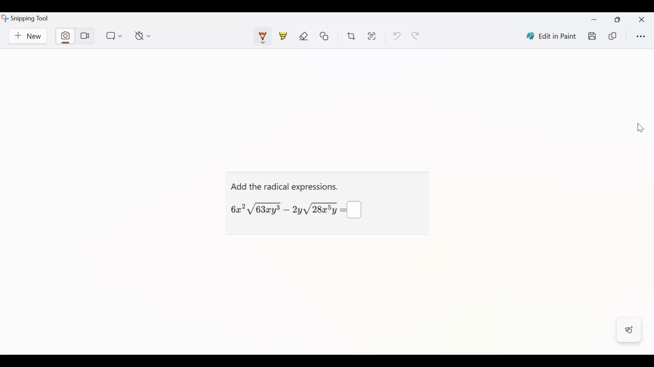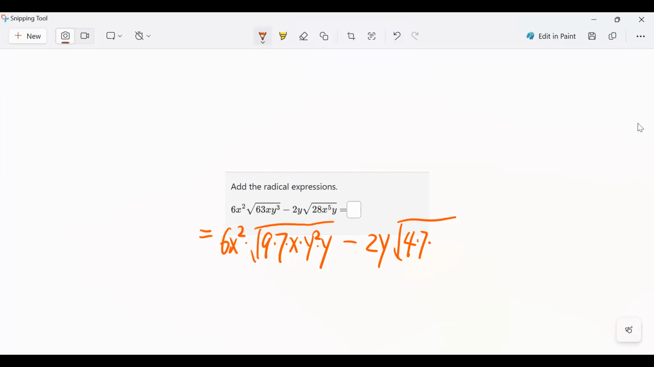Okay, let's go over the solution here. So first of all, 6x squared, go over that. And break down 63 as 9 times 7x. And we're going to do y squared times y. Y squared is probably 2. For 2y, they are similar, right? 28 will be broken down as 4 times 7, x to the fourth times x to the first times 1.